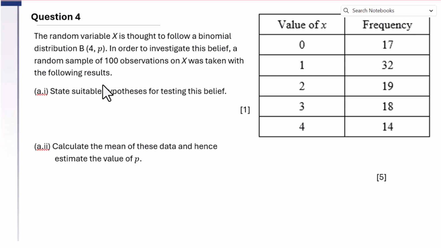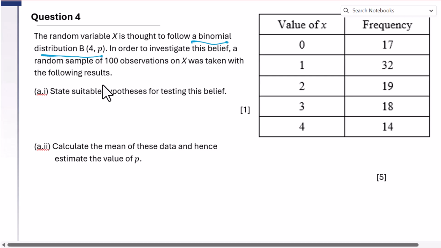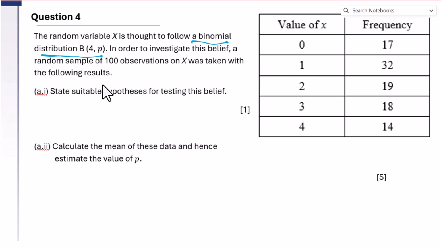Let's go to question 4. The random variable x is thought to follow a binomial distribution. In order to investigate this belief, a random sample of 100 observations on x was taken with the following results. State suitable hypotheses for testing this belief.